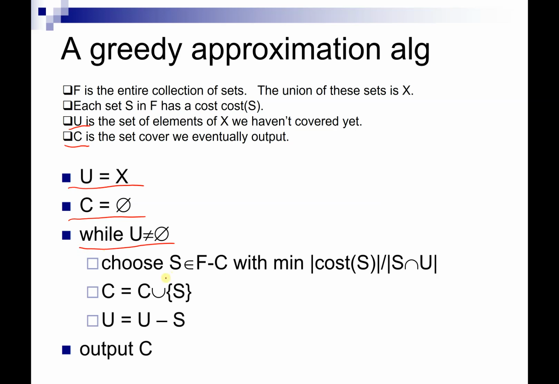then we're going to choose a set among the remaining sets. We've already chosen these sets, right? The C here is the set of sets we've already chosen, so we can't choose those again. But we can choose any other set. And the set we're going to use is the one that minimizes the cost of this set divided by the number of elements that it covers. But we only care about the uncovered elements that it can cover.